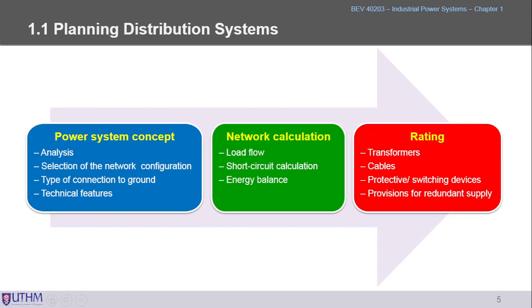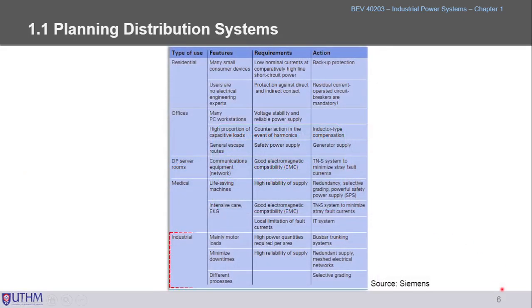And the provision for redundant supply is regarding the UPS, for example. So we have the backup supply. So we have the UPS, uninterruptible power supply. So those are the ratings that we need to consider in the IPS.